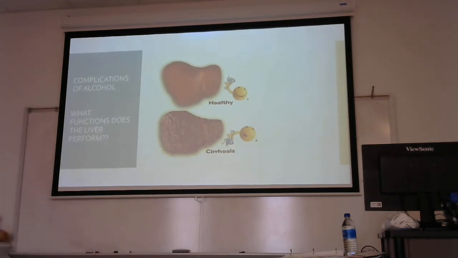It is involved with platelets, clotting factors. It helps make clotting factors so we don't bleed to death. It helps with digestion of foods, fats, carbohydrates. And when we have a cirrhotic liver, it can't do any of that stuff.